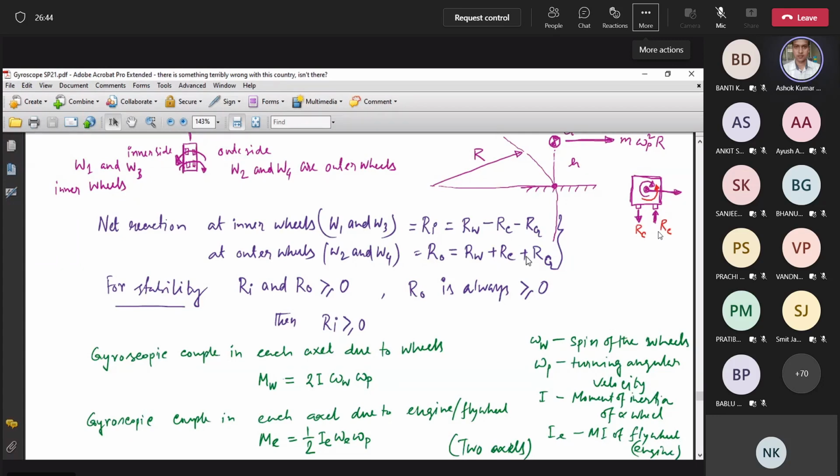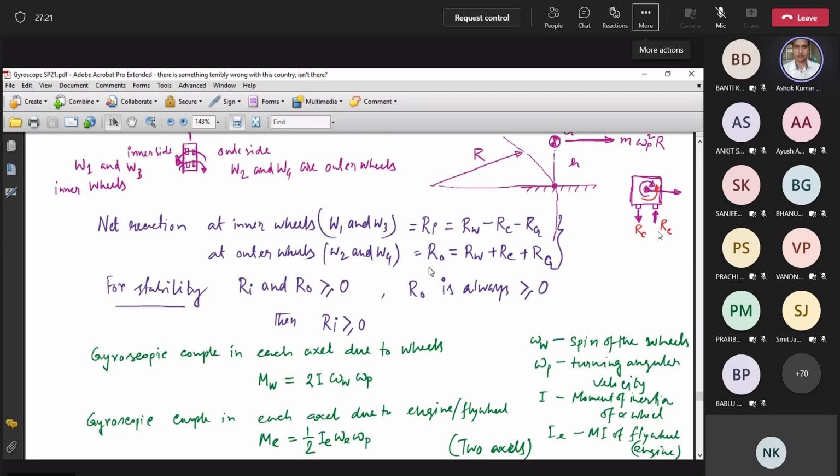Now you see from the outer wheel reactions, all the terms are positive. That means it is always positive. It will never be negative. So the condition for stability: Ri, the reaction in the inner wheels, and Ro, the reaction in the outer wheels, should be greater than or equal to 0. For Ro, from inspection, we can see that this is always greater than or equal to 0.